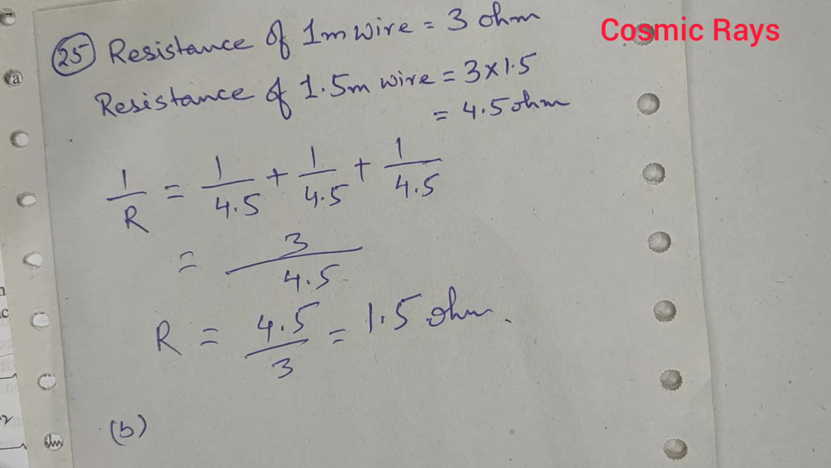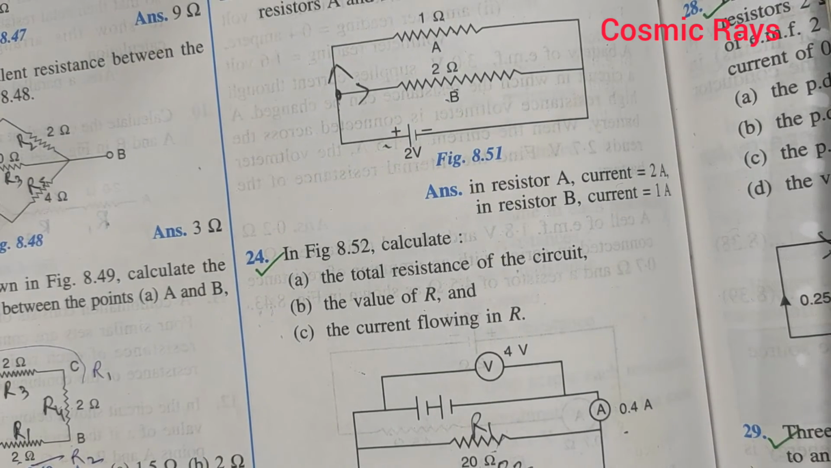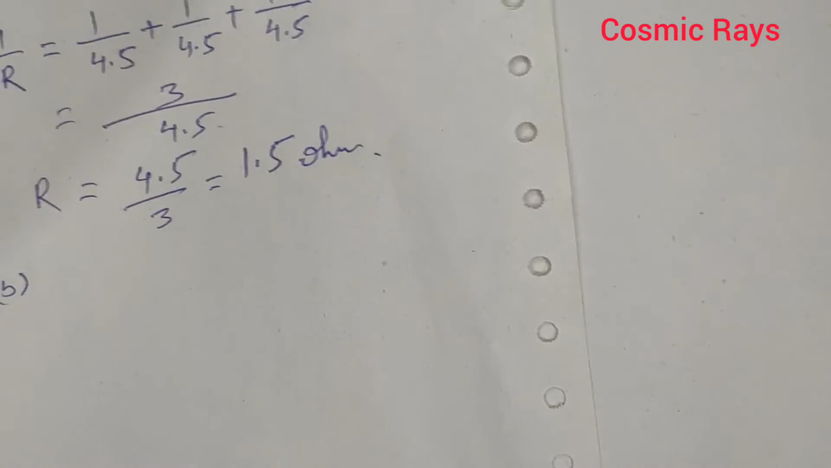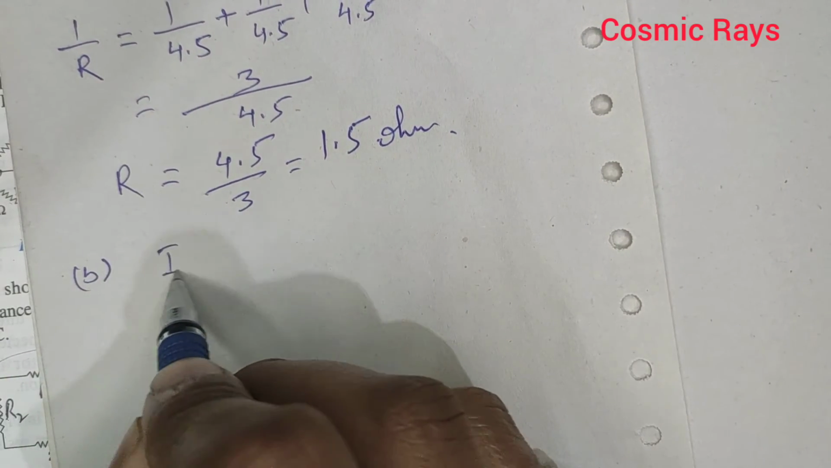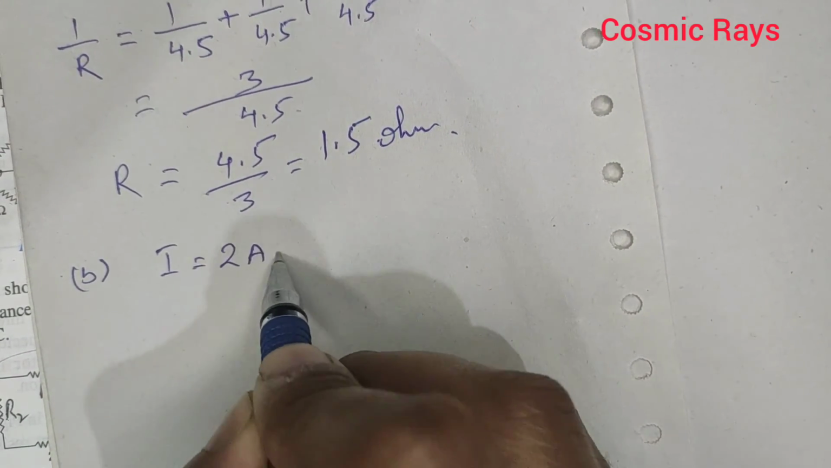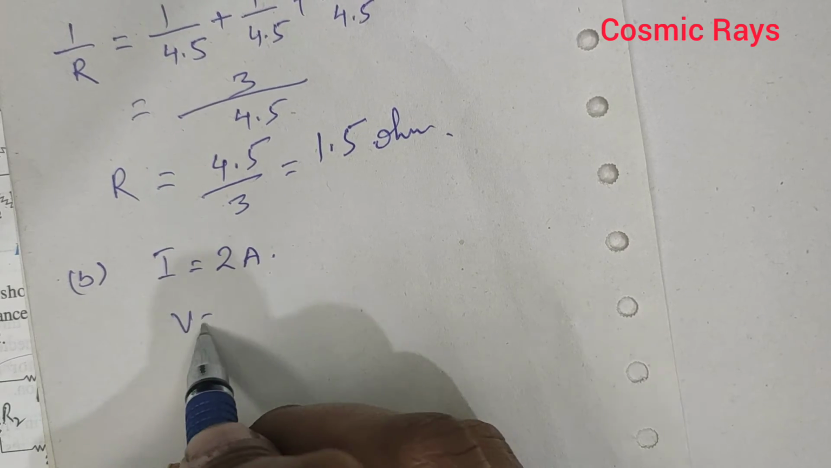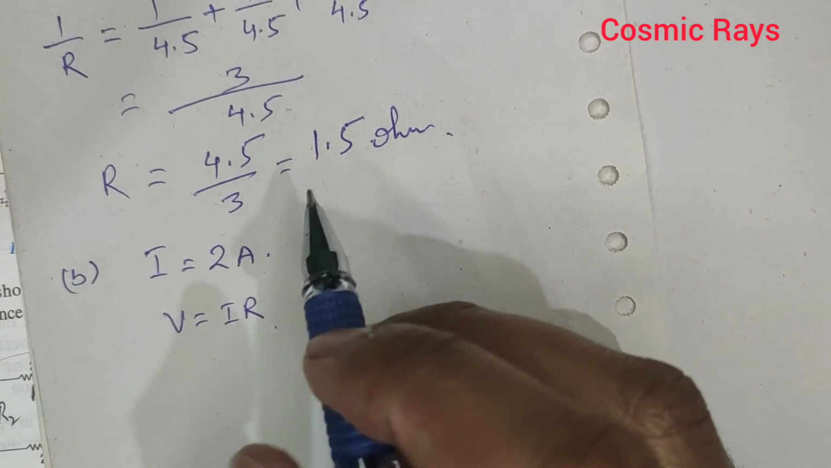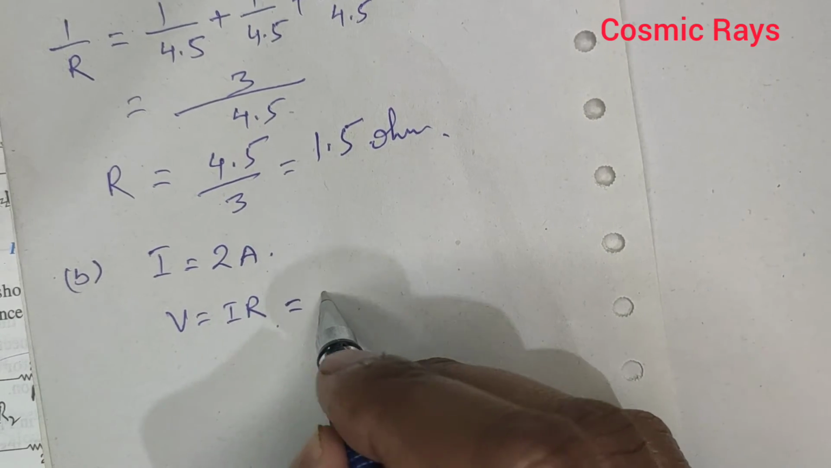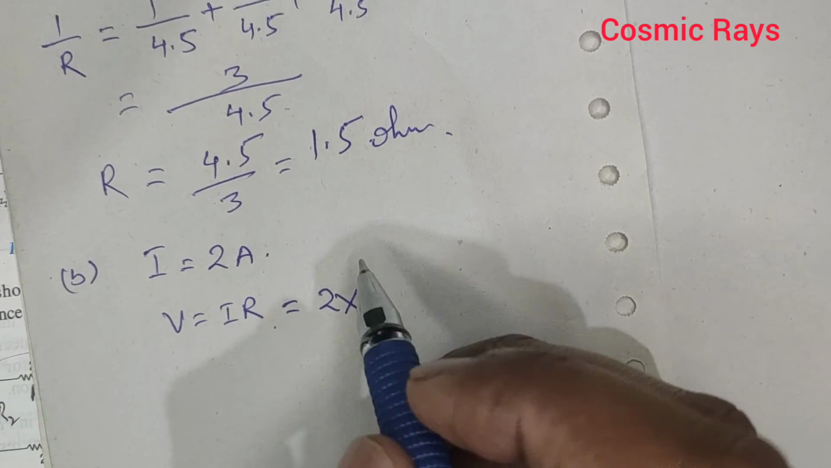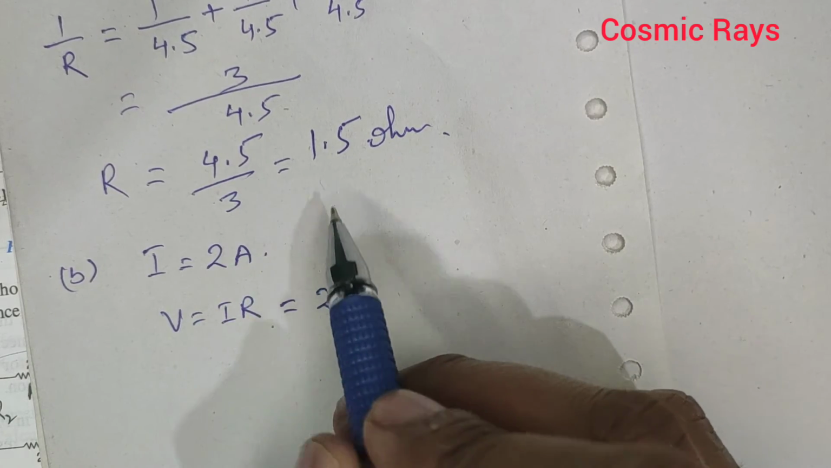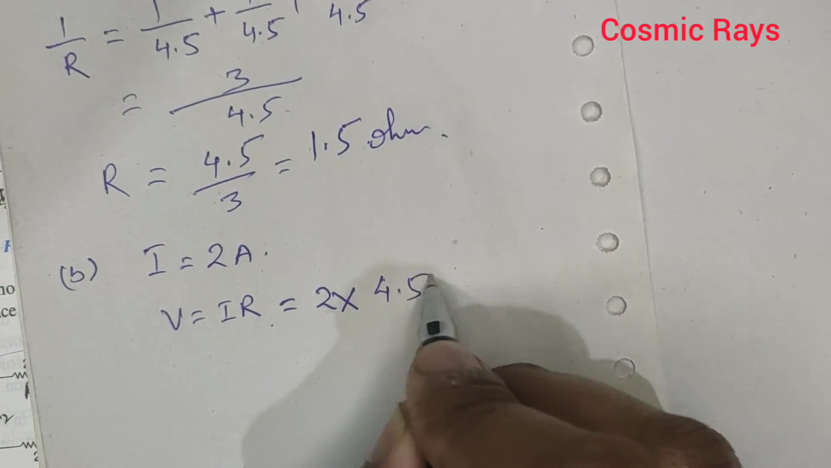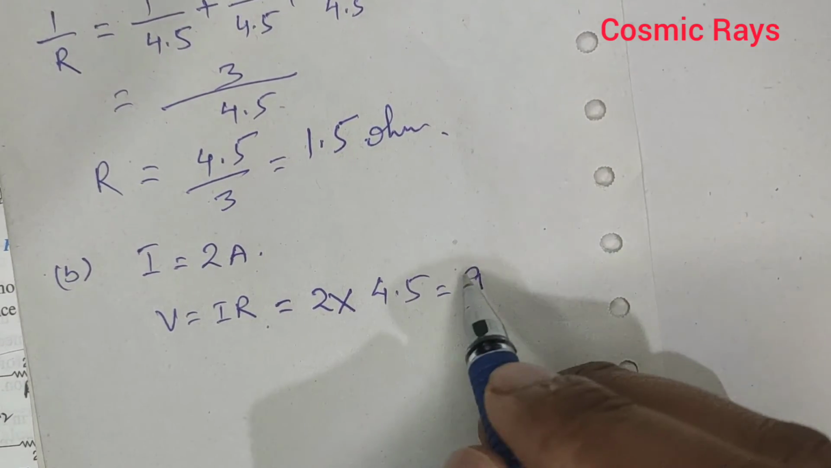here the current is 2 ampere. Okay, so let's write current is equal to 2 ampere. We know that V is equal to IR, so I is 2, R we have just calculated 4.5, so that comes to 9 volt.